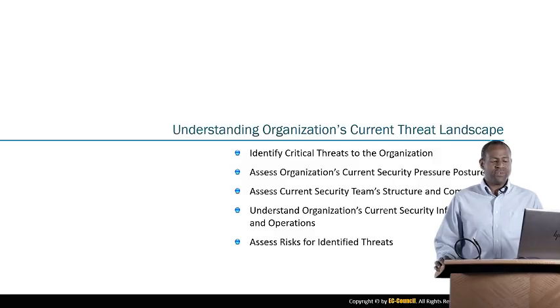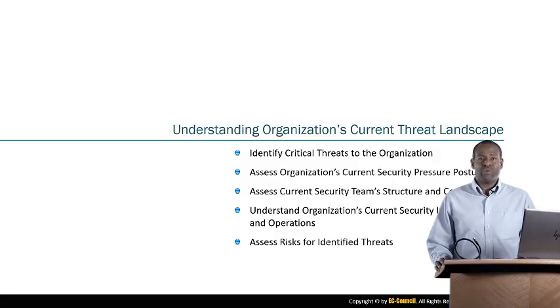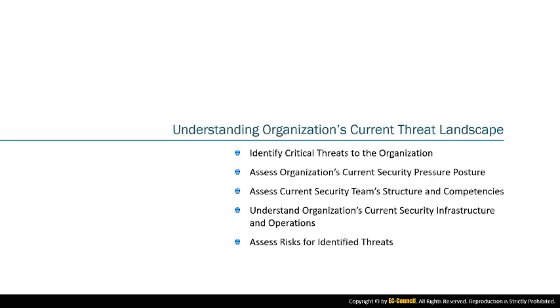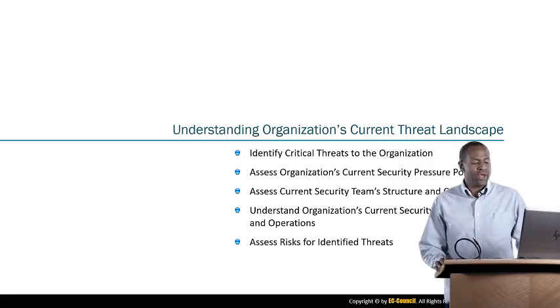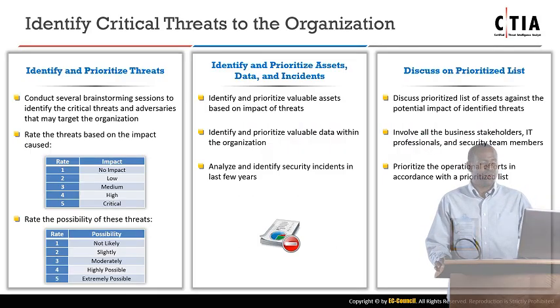We're going to start with understanding the organization's current threat landscape. This will bring us into identifying critical threats to the organization, also assessing the organization's current security posture. We'll look at assessing the current team structure and the competencies in that team, and understanding the organization's current security infrastructure and operations. And lastly, in this section, we'll look at assessing risks for identified threats. All right, let's start with identifying critical threats to the organization.